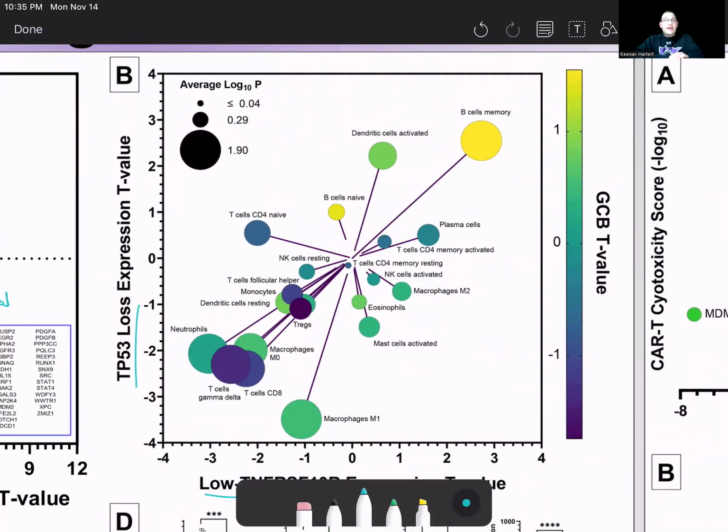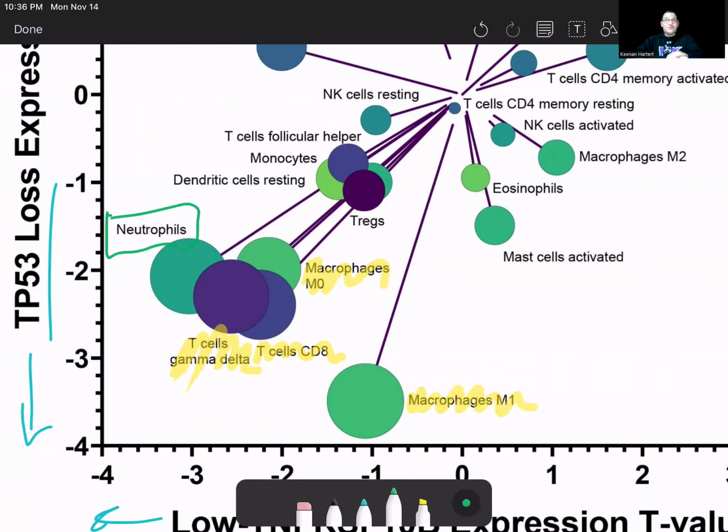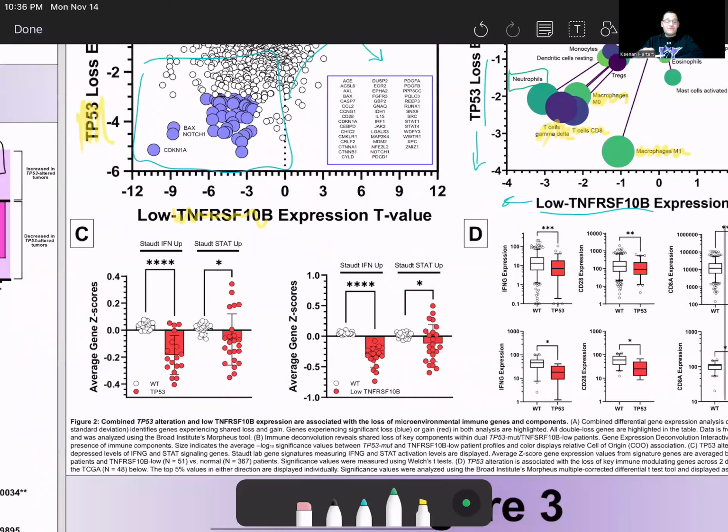Now, what you're looking at is a very fun, cool way to show the deconvolution XY. What factors are lost when both of these things are present? You are losing CD8s, you are losing M0s, you're losing your gamma deltas, you are losing a lot of M1s. You are strangely, hey, data's the data, losing neutrophils. Neutrophils came along for the ride. They're not usually something that you lose in DLBCL, and it's a good thing.